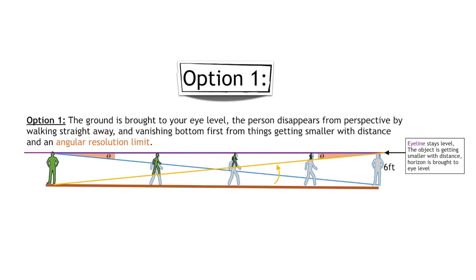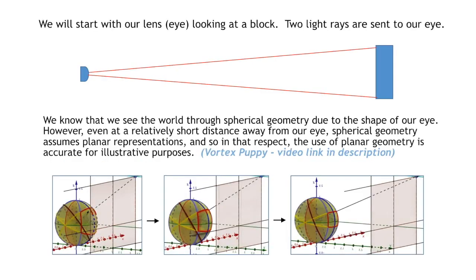So option 1, the ground is brought to your eye level. The person disappears from perspective by walking straight away, vanishing bottom first, from things getting smaller with distance, and angular resolution limit. We will start with our lens or eye looking at a block. 2 light rays are sent to our eye.